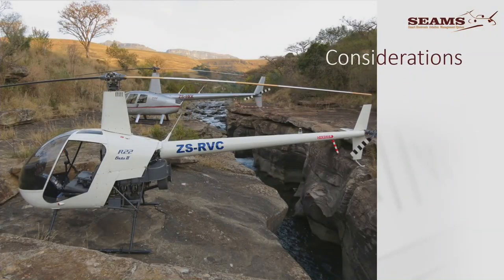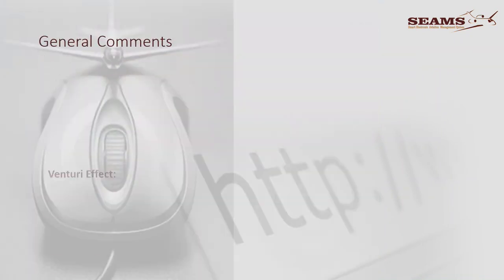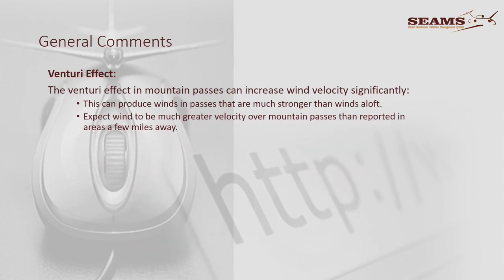Now, let's have some considerations. I just thought this was a beautiful place here, and the water flows through there. This is very low water. The water is normally about at this height here or something. It's called the Cattle Dip. It's up there in the Drakensberg. So let's have a look at the comments here. The Venturi effect in mountain passes can increase wind velocity significantly.